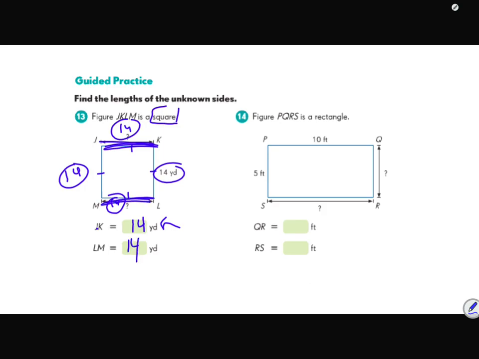This one says PQRS is a rectangle. PQRS, that's a rectangle. So I know for a rectangle, opposite sides are equal. So if this side's 5 feet, this side's 5 feet. If that side's 10 feet, that side's 10 feet. So it says QR, I know is 5 feet. RS is the opposite, that's 10 feet. All right, let's try some more.